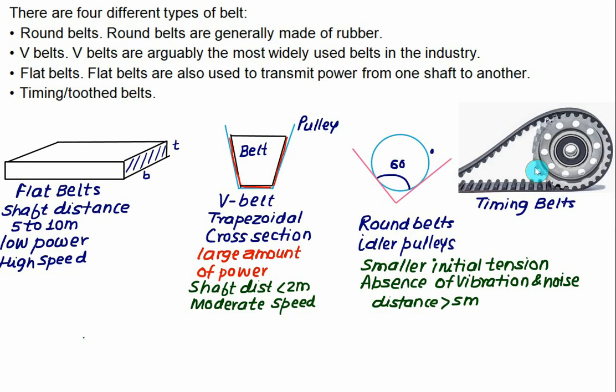So the noise problem is less as compared to the gear, and the vibration problem is also less as compared to gears. These types of belts have teeth on the engaging side of the belt. These teeth fit into the corresponding grooves. You will find here the grooves machined onto the pulley.